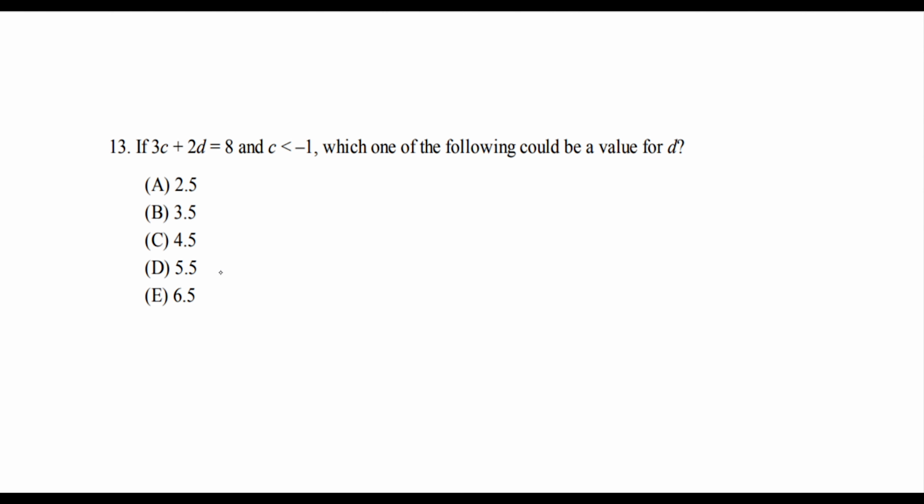Hello everyone. Today we are gonna solve a GRE sample question in algebra. If 3c plus 2d equals 8 and c is less than -1, which one of the following could be a value for d? And we should choose between these choices. There are two ways to solve this problem.